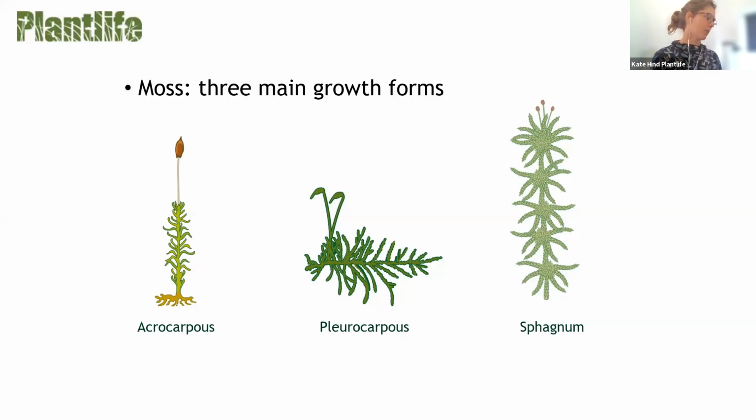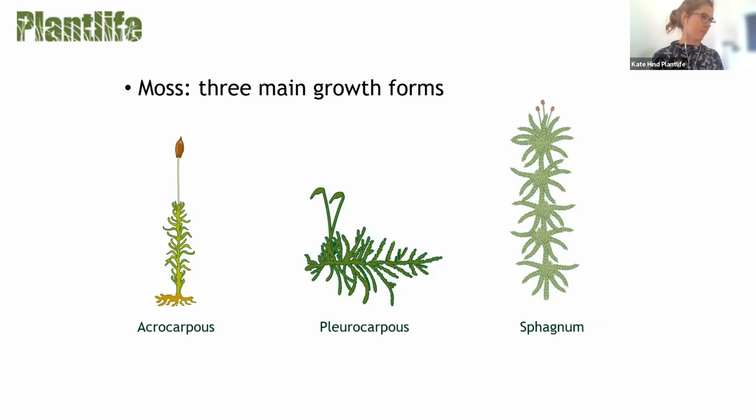So with the Acrocarpus mosses, they tend to be quite erect mosses and the leaves spiral all the way around the main stem. If they have a sporophyte, as shown in this picture, the stalk and the capsule on the end, it always comes from the top.